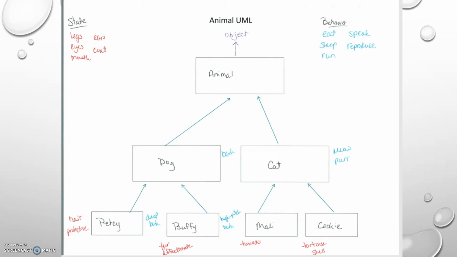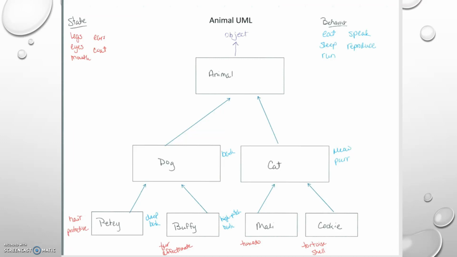So Petey is going to inherit legs, eyes, mouth, ears, coat. Petey's also going to inherit eat, sleep, run, reproduce, and she's going to inherit the overwritten speak method called bark. But now we want to look at this. So all the states were good except coat.